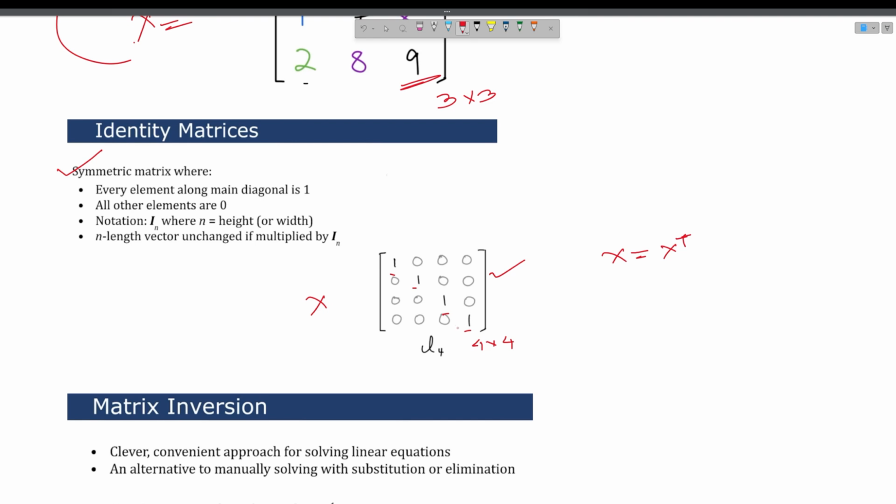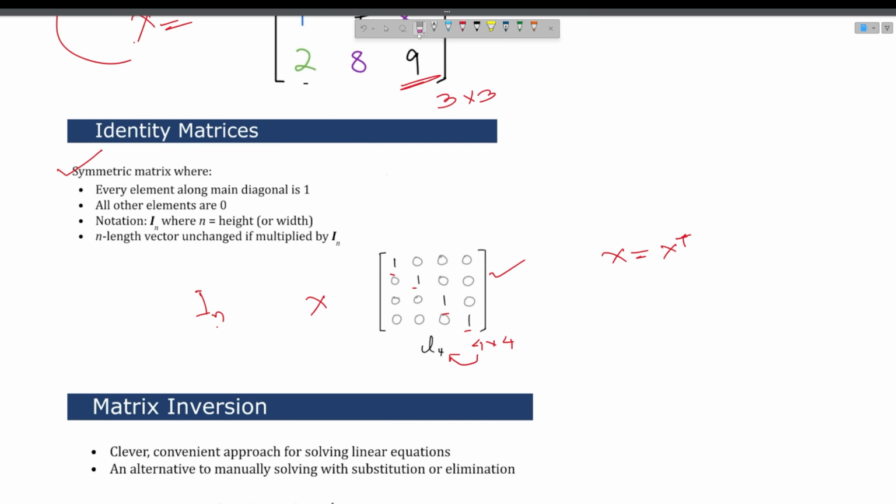Then we can represent it with this notation, I and then n. This n is basically the number of rows and columns. Here the rows and columns are the same, so this is actually 4, right? Since it is a square matrix, rows and columns should be the same, so you just pick either value. So this is I4. This is how we can represent an identity matrix.